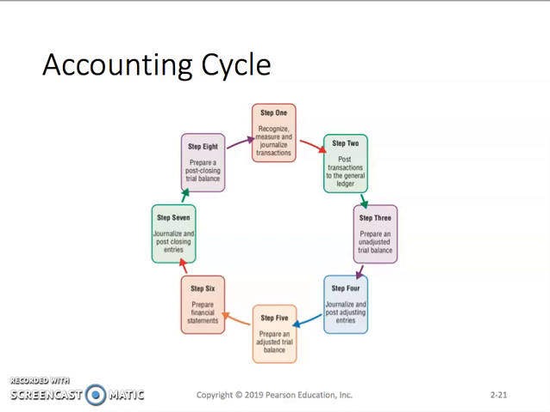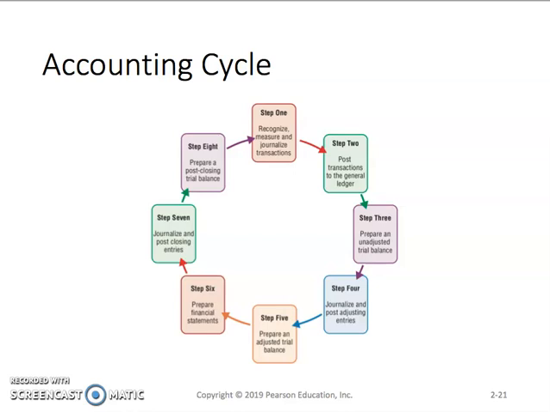And then step 6, this is where we prepare the financial statements, and again, that's going to be the income statement, which flows through to the statement of retained earnings, which flows through to the balance sheet. And then step 7, we journalize and post the closing entry.